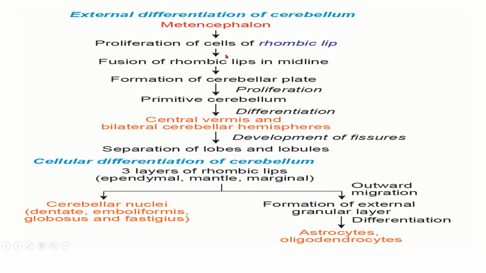You can see here the metencephalon, proliferation of cells of rhombic lip, fusion of the rhombic lips in midline, formation of the cerebellar plate, primitive cerebellum, differentiation, the central vermis and bilateral cerebellar hemisphere, development of the fissures, separation of the lobes and lobules. In three layers of the rhombic lips, the cerebellar nuclei, dentate, emboliform, globose, and fastigial, develop from the mantle layer, and a few cells from mantle layer migrate towards the superficial part, and they form the external granular layer, which gives rise to the cerebellar cortex, astrocytes, and oligodendrocytes.